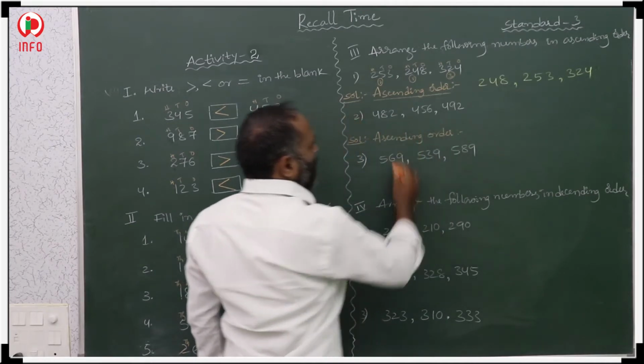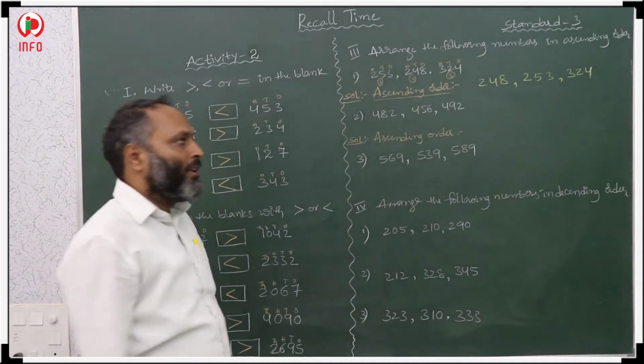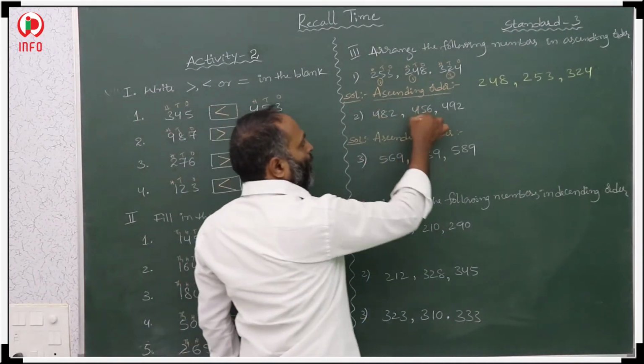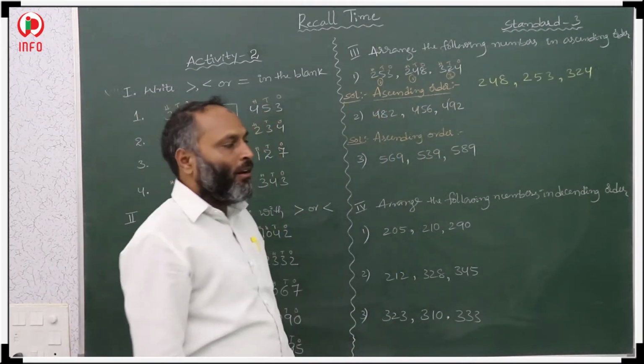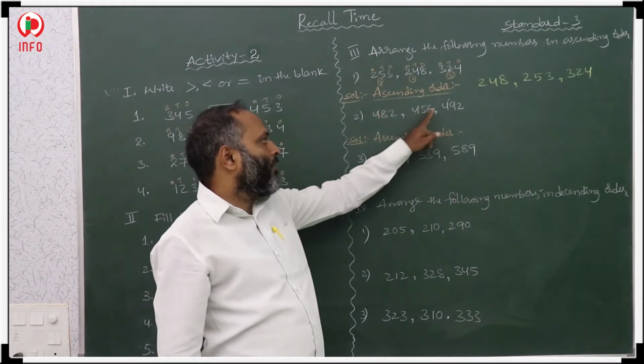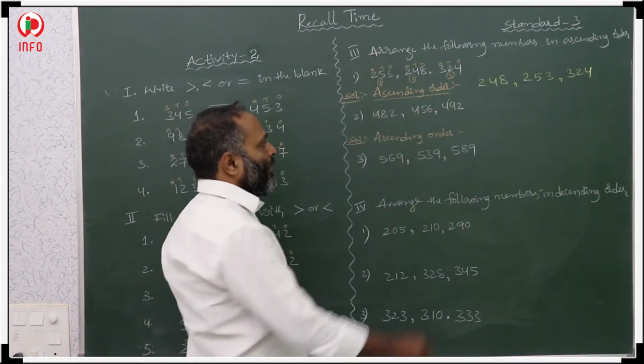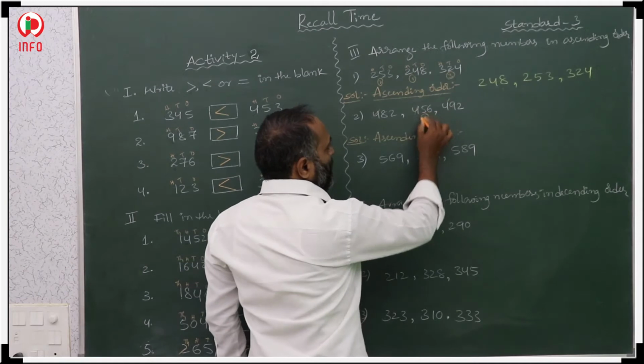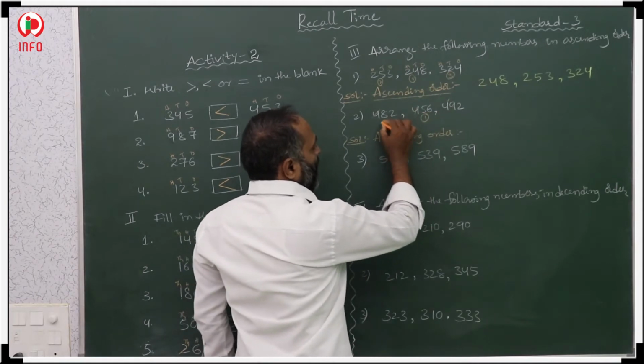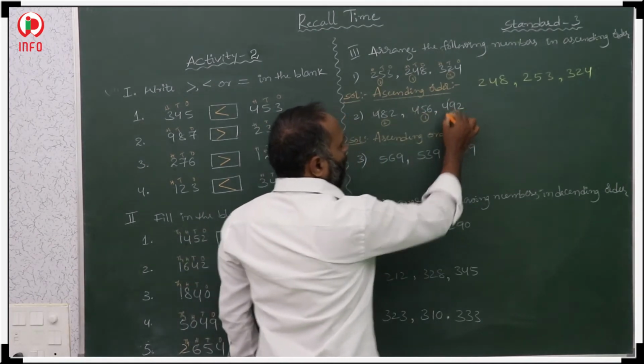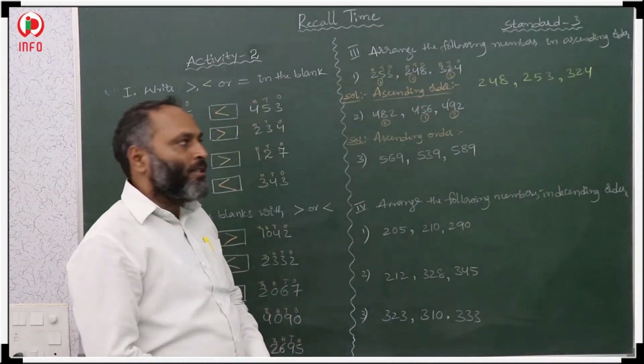All our 3 numbers, we check from left to right. On the left, 4, 4, 4, all are equal. Then 8, 5 and 9. In 8, 5, 9, 5 is the smaller, this comes first, then 8 is bigger, and the biggest is 9. So in this order we have to check.